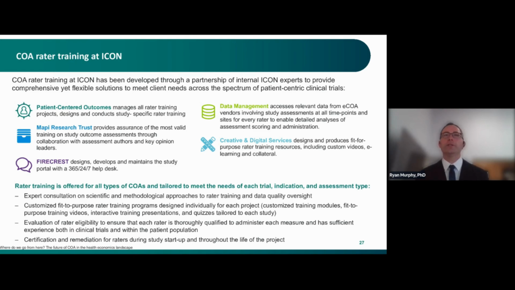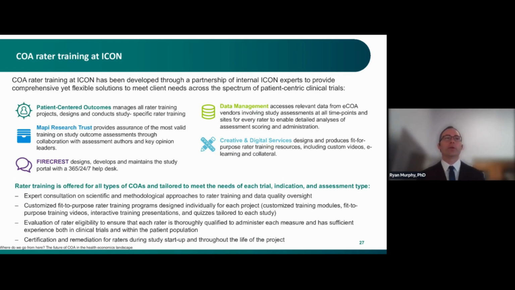We also have the data management service, so assessing the study information as it comes in, and also highlighting when there may need to be some remediation training if there's any issues from data coming in from either individuals or sites. And finally, creative and digital services can help to produce fit-for-purpose rater training materials, including custom videos, e-learnings, anything like that that may be needed for a clinical trial.